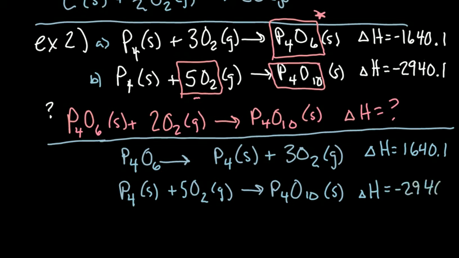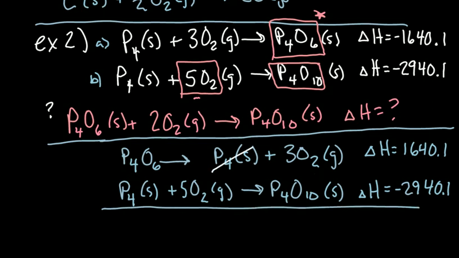Negative 2940.1. And then I can go ahead and cancel anything out. I can cancel my P4s. And then I can simplify my O2s. So I've got 3 on this side and 5 on the other. So this gets canceled and we're left with 2 there, because 5 minus 3 is 2.